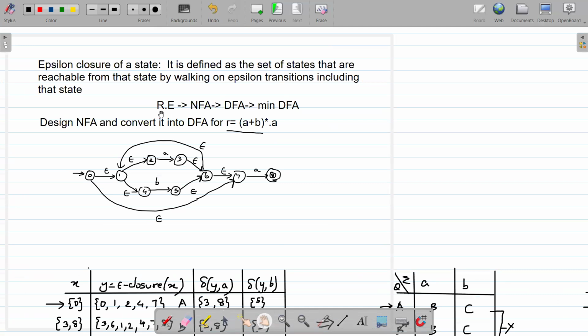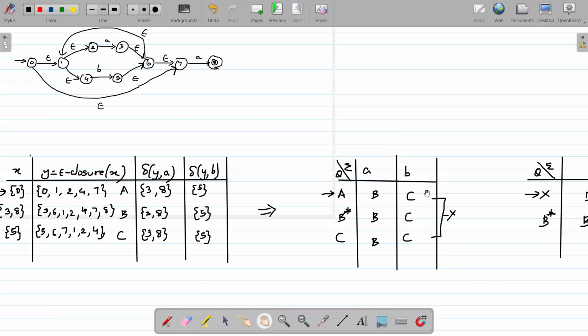So what we have done in this problem is the regular expression was given as (A plus B) the whole star dot A. We converted it into NFA. Now NFA is converted into DFA. First we made a table with X, Y as epsilon closure of X, transition from Y on getting A, transition from Y on getting B. Suppose we were having C also, we'll add one more column, transition from Y on getting C. Then we have drawn the table for DFA. So we are having three states and transitions for those three states.